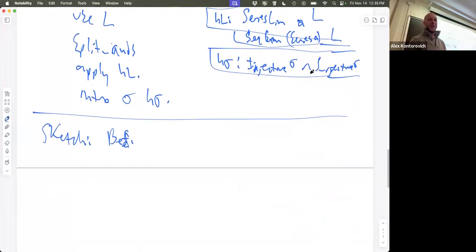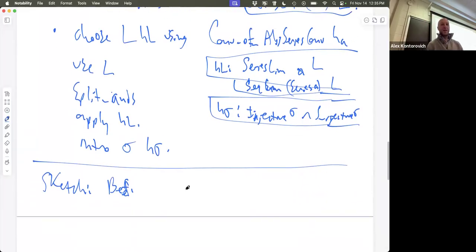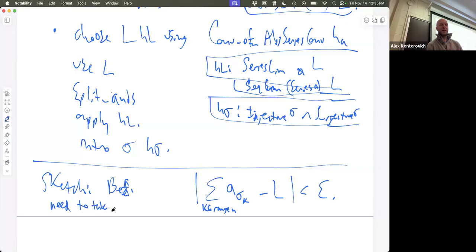Okay, so what's the beef? We're trying to show seq lim A sigma is L, right? So the idea is, at some point, we need to show something like the sum of A sigma K, as K goes over the range of N, minus L is less than epsilon. The beef is we need to take N large so that we get this inequality.